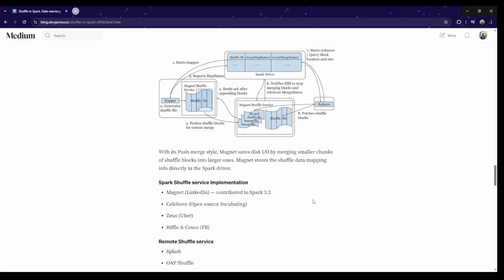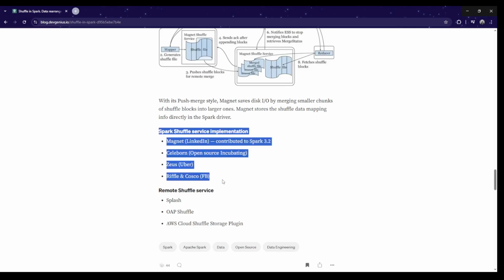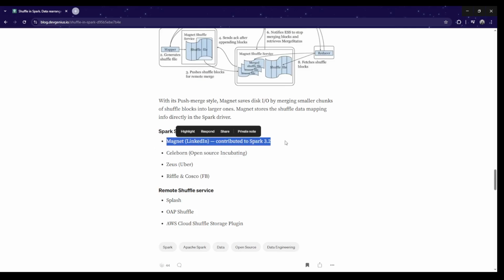Executors and nodes won't talk to each other. Executors will simply say that for this particular task, this is the partition, this is the data file, this is the index file that I want to persist remotely, and that remote cluster will take that. And if some other executor needs it, it will contact that external shuffle service and then take the data and process the data. So there are multiple implementations, like there was Magnet from LinkedIn, which has been contributed back to Spark 3.2.